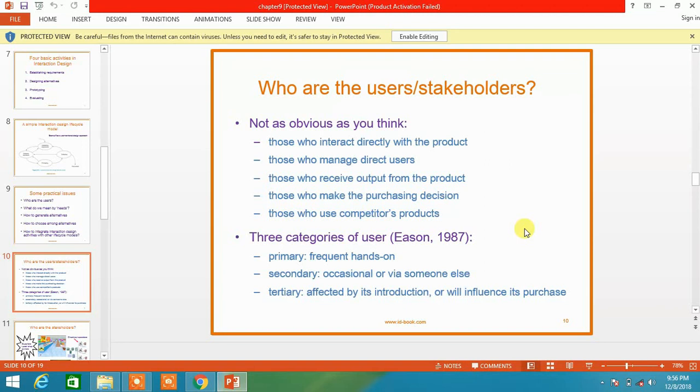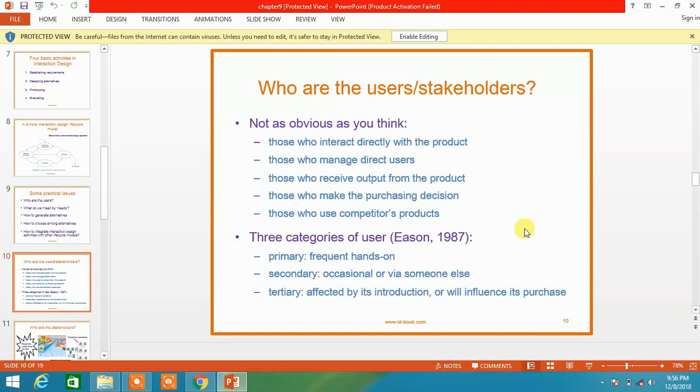There are three categories of users, as described by Eason in 1987. First one is primary, then secondary and tertiary. Primary involves frequent hands-on use. Secondary involves occasional use or use via someone else. Tertiary is affected by its introduction or will influence its purchase.